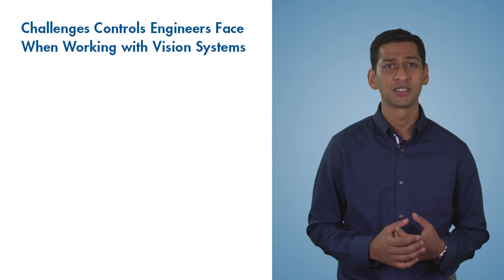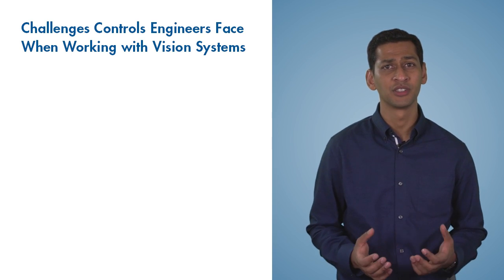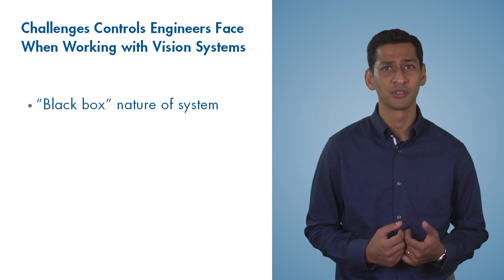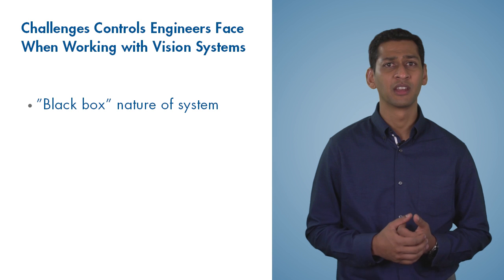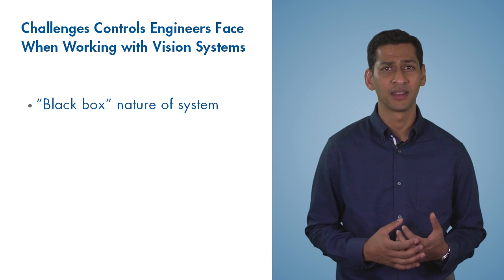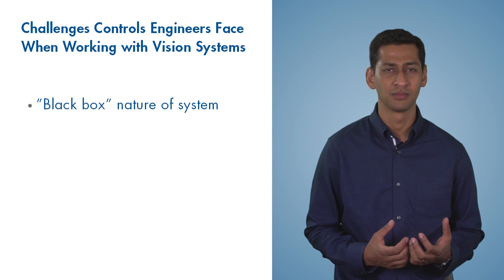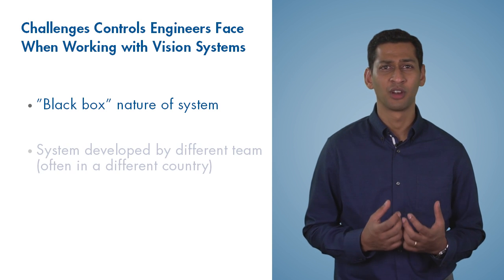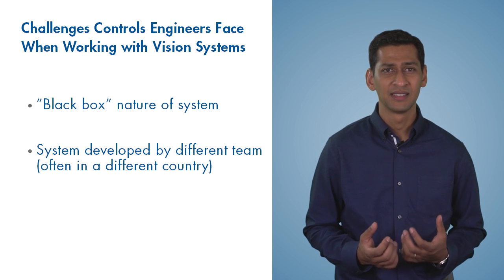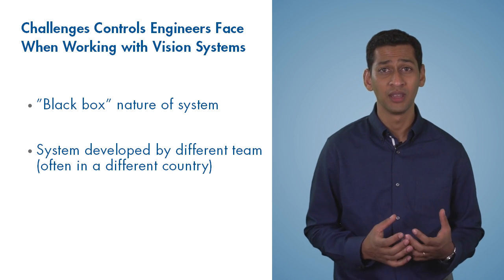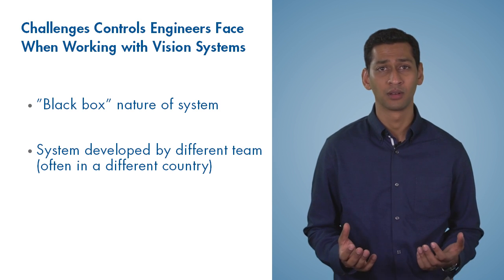First, let's discuss some of the difficulties that controls engineers face when developing controls algorithms. The vision systems are often black boxes, making it difficult for the controls team to understand how changes in the driving environment affect the performance of the vision system. Vision systems are often developed by different teams. This can sometimes mean that controls engineers have to wait for the vision system to be ready before they can do any of their work.